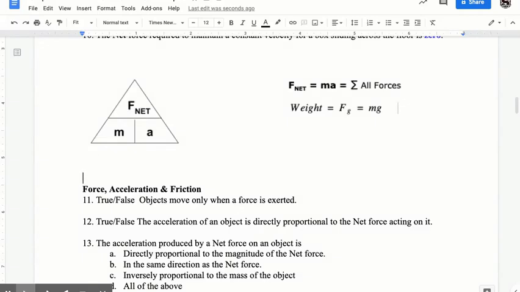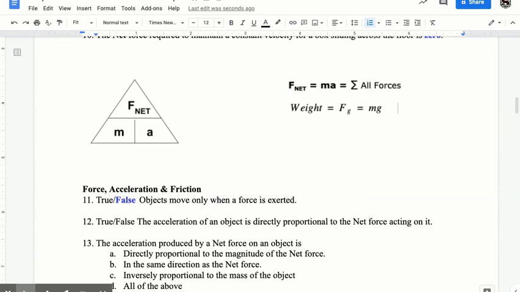Force, acceleration, and friction. True or false, objects move only when a force is exerted. Now, this is a tricky one. I encourage you to study this one. This one is actually false. It's false because I could think of one example where it's not true. Can you think of an example where a force is not exerted and an object is still moving?